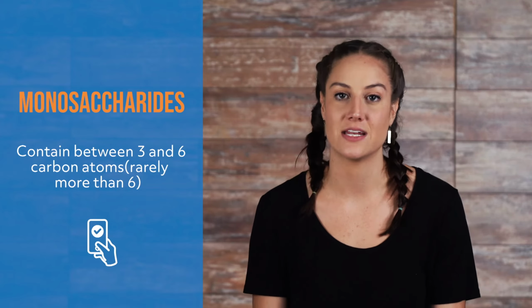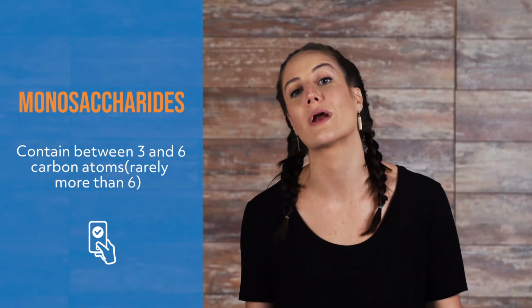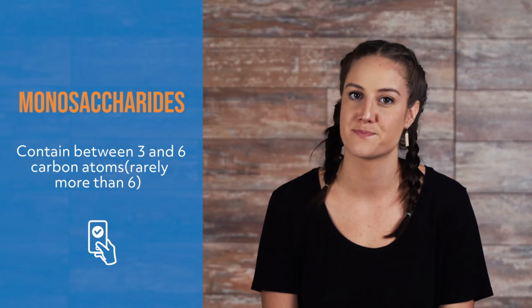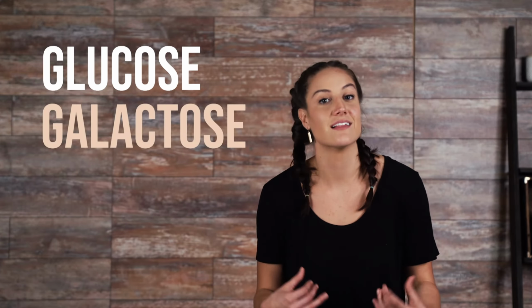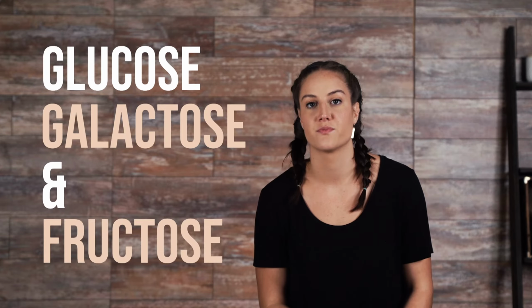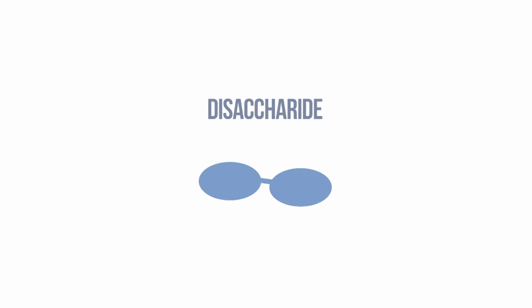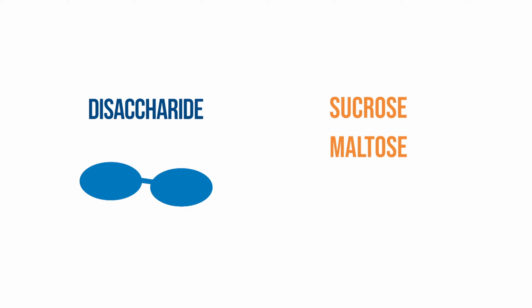They are distinguished by the amount of carbon atoms they contain, which is between 3 and rarely more than 6 carbon atoms. Monosaccharides that are usable for living organisms include glucose, the most common, galactose, and fructose. Disaccharides are made up of 2 monosaccharides. Examples of disaccharides include sucrose, maltose, and lactose. Polysaccharides are composed of a long chain of monosaccharides, as the name suggests.